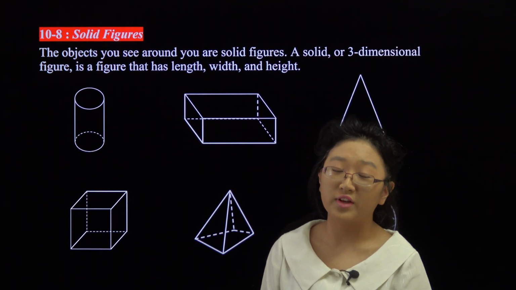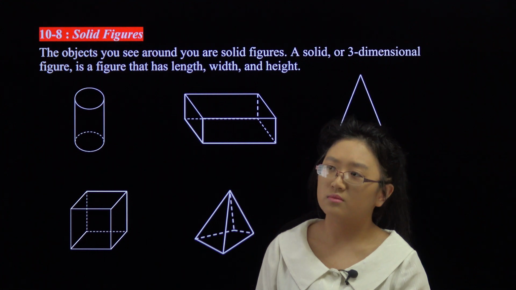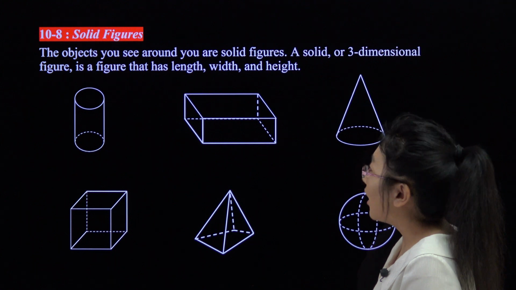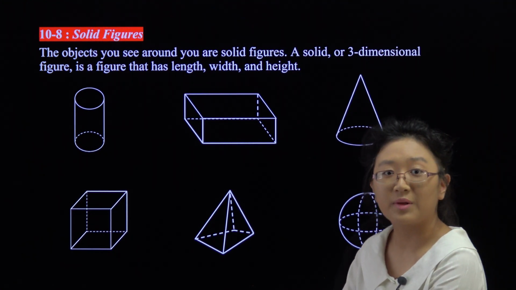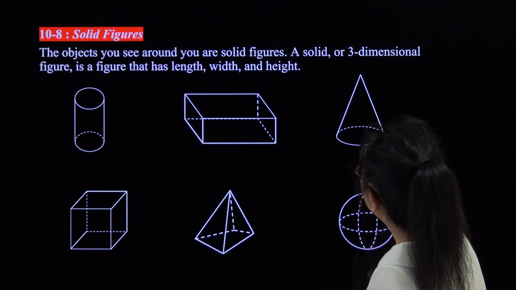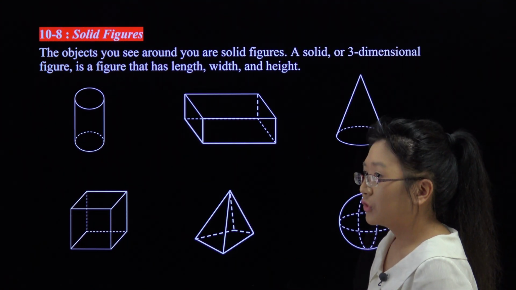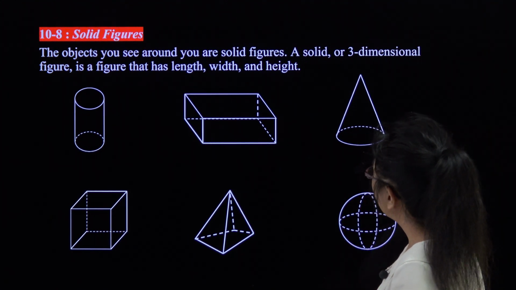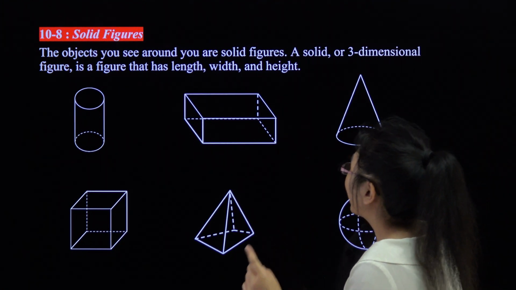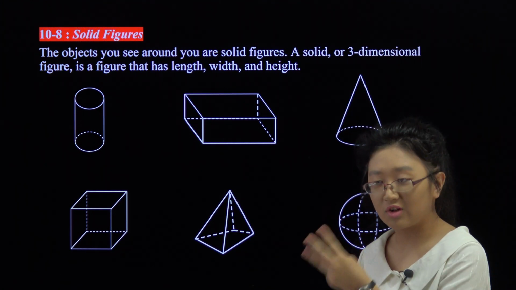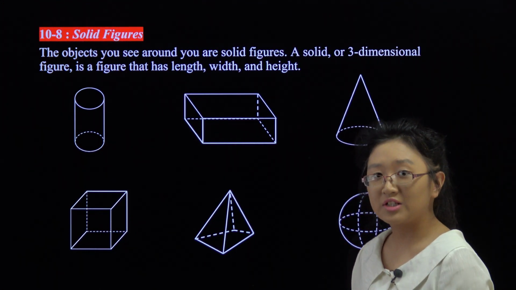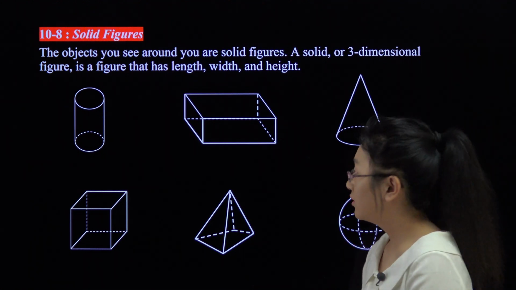Section 8 is solid figures, which is really just 3D figures. The objects you see around you are solid figures, unless they're on a piece of paper. Then, well, they're kind of flat, which means that they're 2D, which is not 3D. A solid or 3-dimensional figure is a figure that has length, width, and height. Those are the 3 dimensions: length, width, and height. 2-dimensional figures only have length and width.